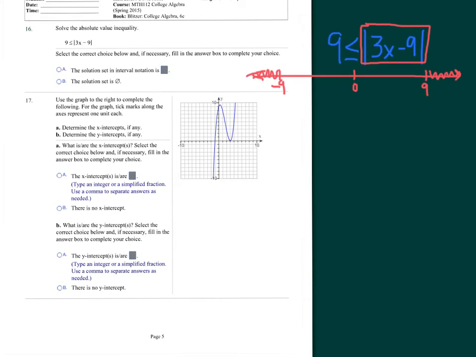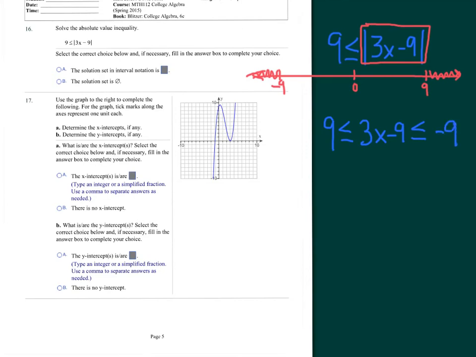So at negative 10, it's greater than 9. At positive 10, it's greater than 9. We're also saying that negative 9 and 9 could also be the things that are inside that absolute value. So one way to write this is to say that 9 is less than or equal to 3x minus 9. And here we're not using absolute value signs. And that is less than negative 9.